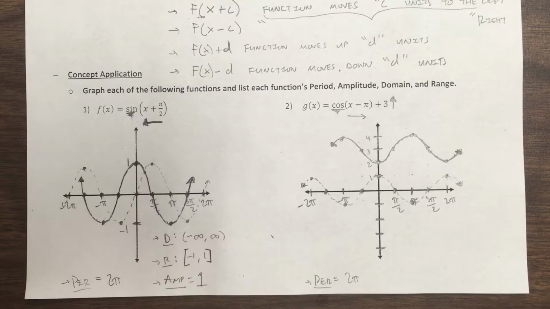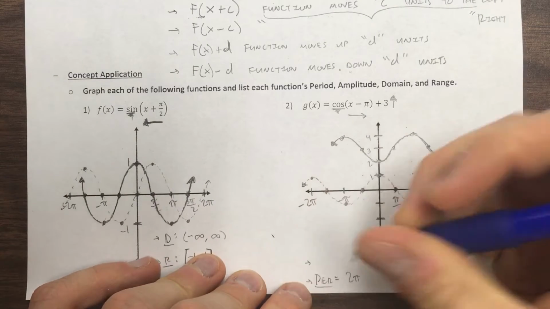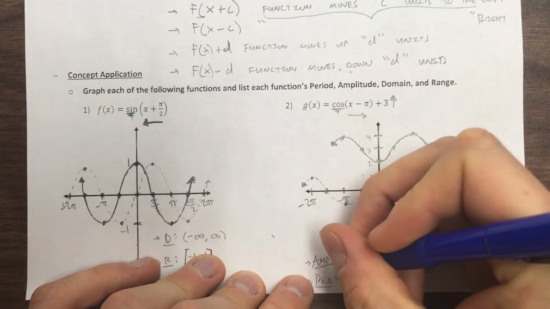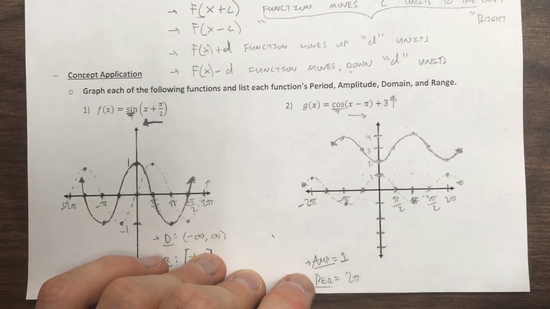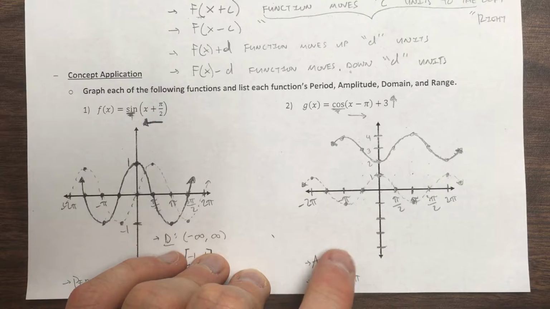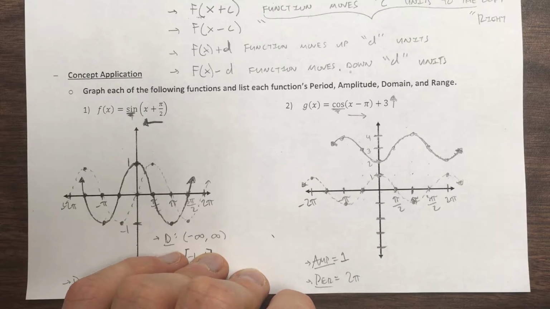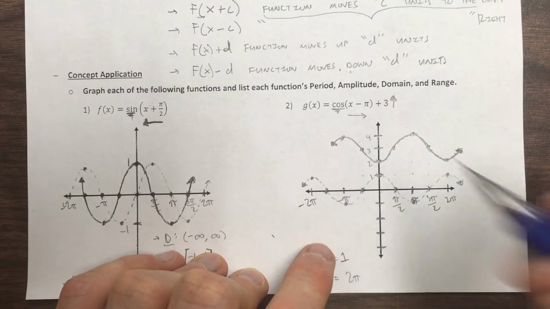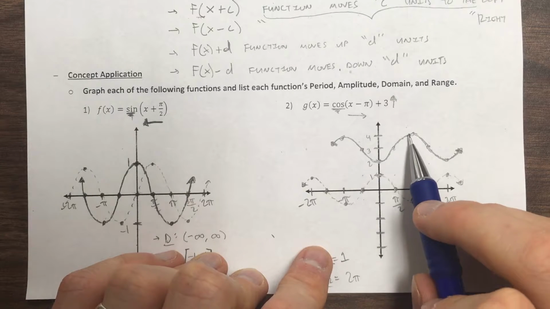If you need to pause, rewind, ask me questions, please do so. We've already said the period is 2 pi. Let's stay on that train. Let's go with the amplitude. When we did this in class, a lot of students said the amplitude is 4 because they said from the x-axis to the top is 4.